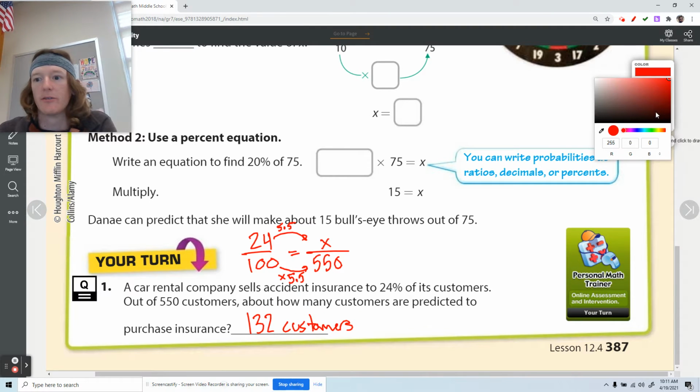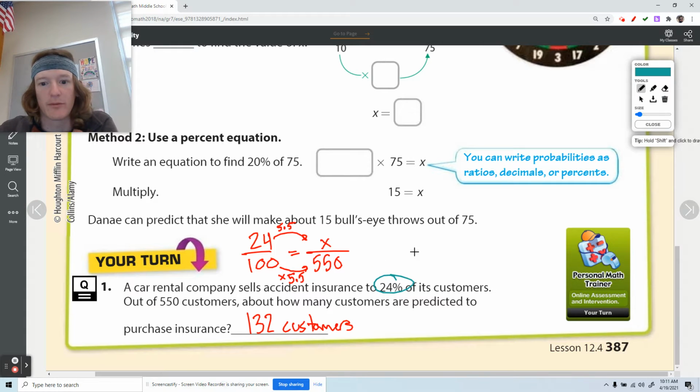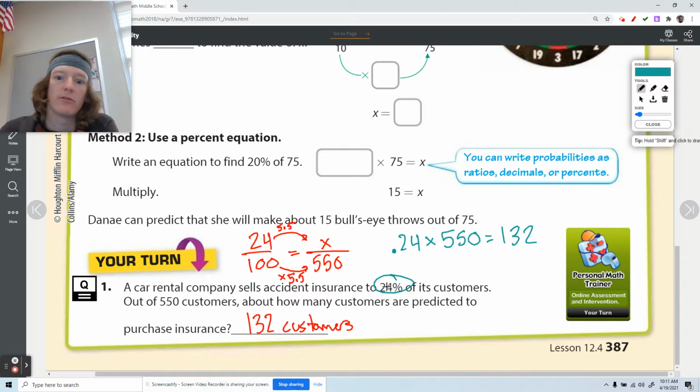Now, the other way we could solve this problem is we could change 24% to 0.24, 24% of 550, and we're going to get the same answer. You can always go from percent to decimal and then just multiply, because it's of these customers, 550 of them. So we've got number 1 solved.